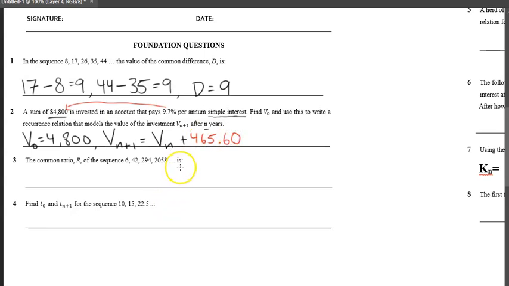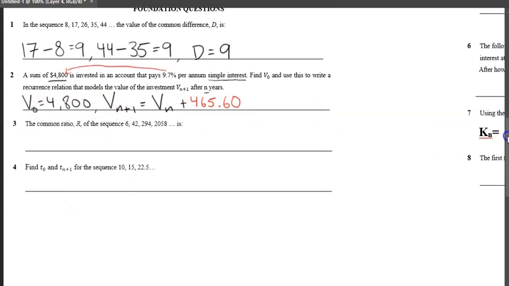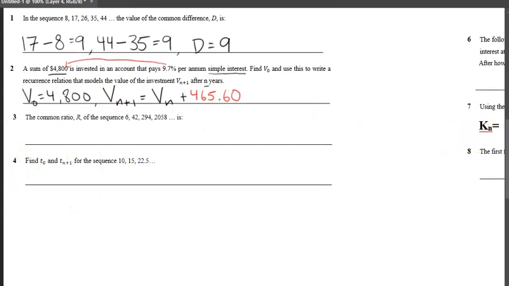All this means is that after a certain amount of years, $465.60 will always be added. To find the next value, you just get the previous value and add $465.60, starting with the initial of 4,800. Question 3 says the common ratio R of the sequence 6, 42, 294, and so on is what?